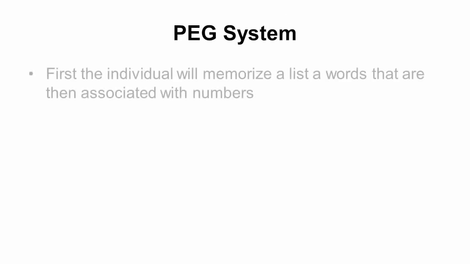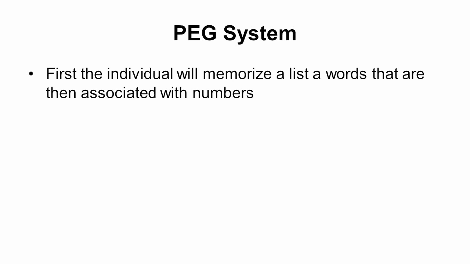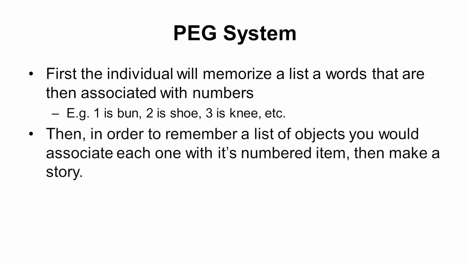And then finally we have the peg system, where first you want to memorize a list of words and associate each one of those words with a number. For example, 1 could be bun, 2 is shoe, and 3 is knee. After you've done this, you can use it to remember a list of objects in order. Let's say you want to remember a grocery list in order, and your grocery list is turkey, eggs, and bacon. You associate each one of these objects with the numbered word that you had previously memorized.